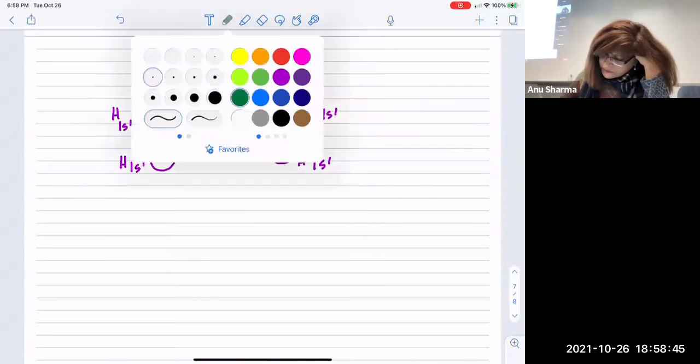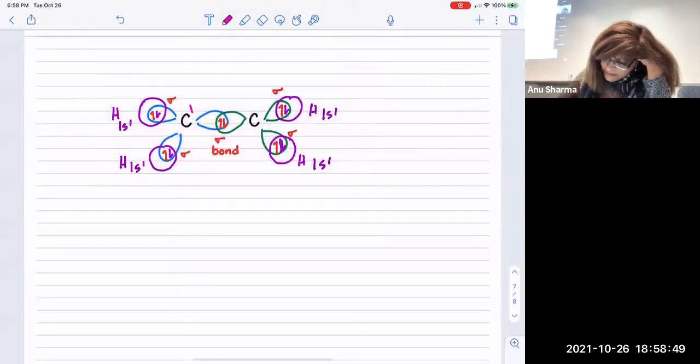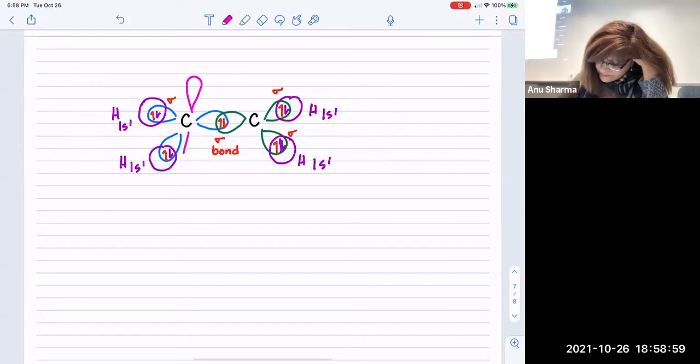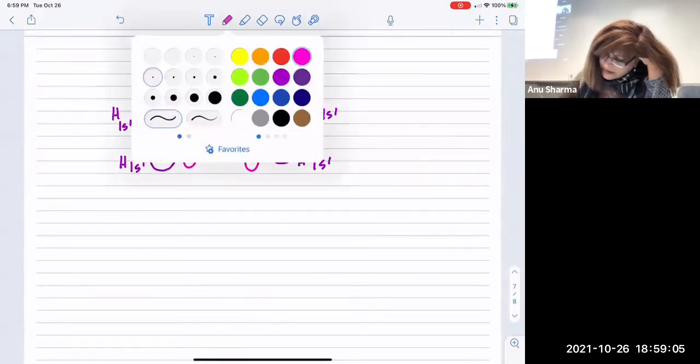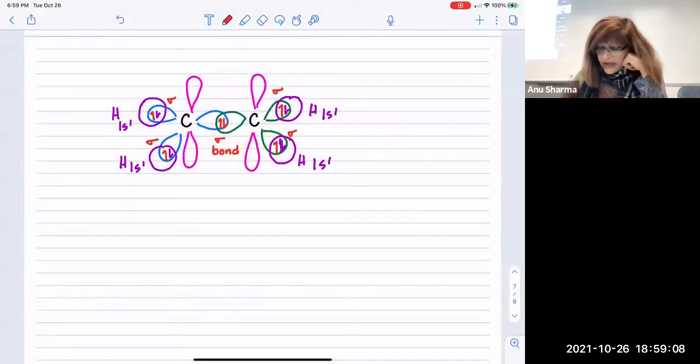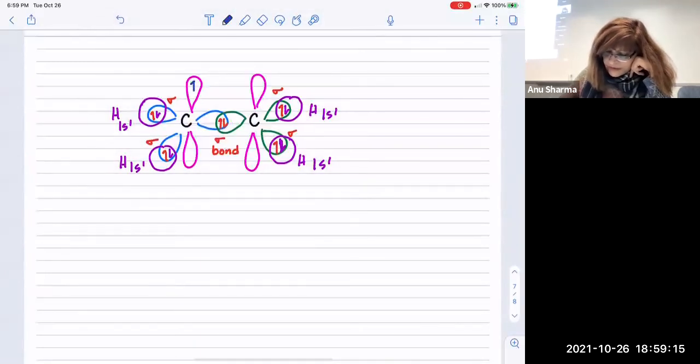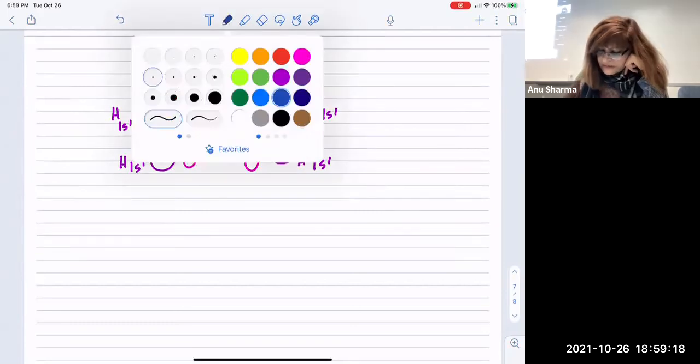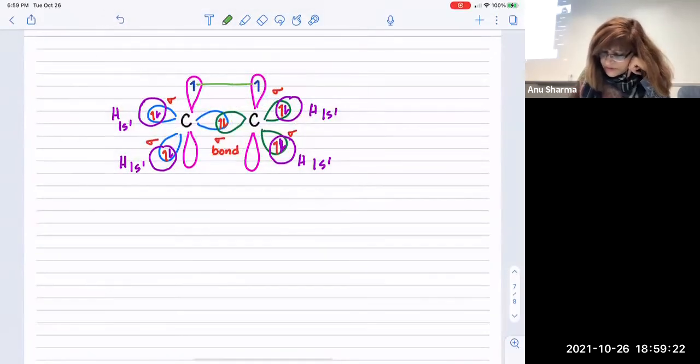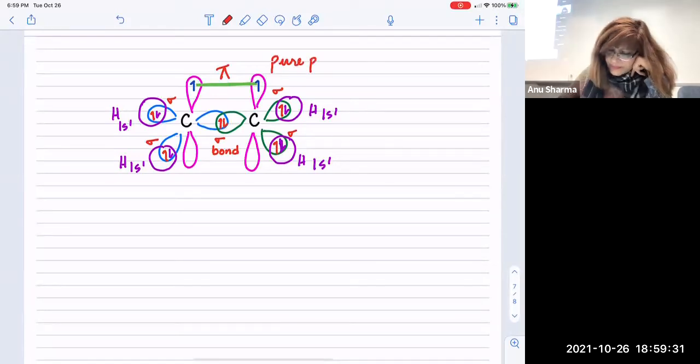So here is this p sideways. That's why it gets a little bit messy. This is this and this. Okay, so here is this sigma bond right here. And in this, we have one electron over here, one electron here, and another electron here. And so this is the pi bond. This and this are going to connect from the side. So this is the double bond. This is the pure P.